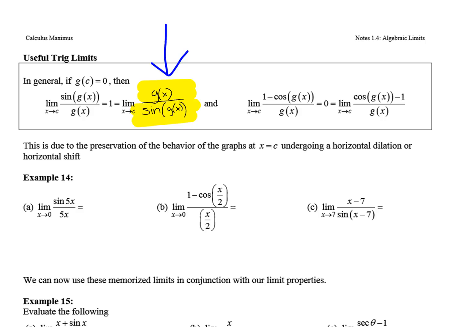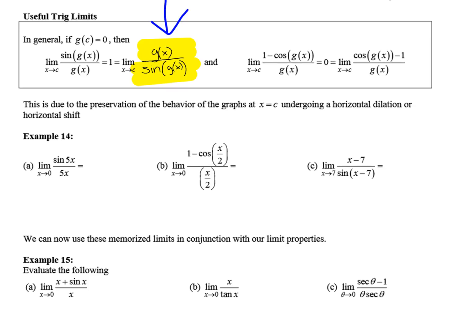Okay, so we're going to get tricky with it today and use those trig limits that you put on your list for the last video. Now, last time we saw if it was sine of x over x, the limit as x approaches 0 was 1. Well, in fact, it doesn't just have to be x, it could be any function. Same thing with the cosine limit.